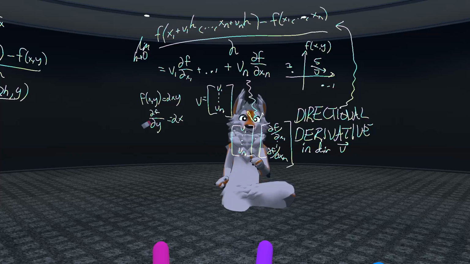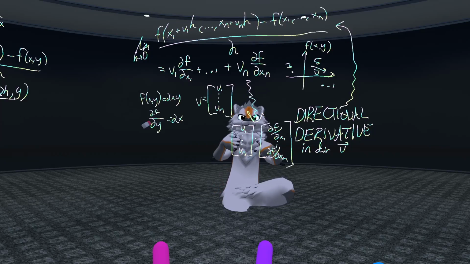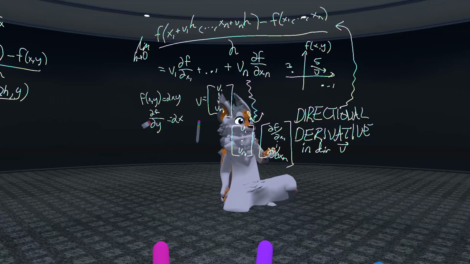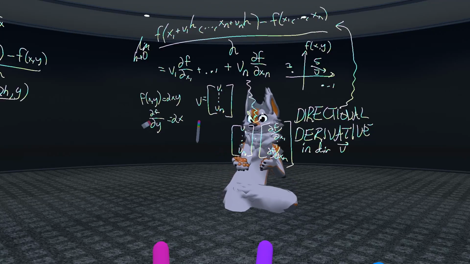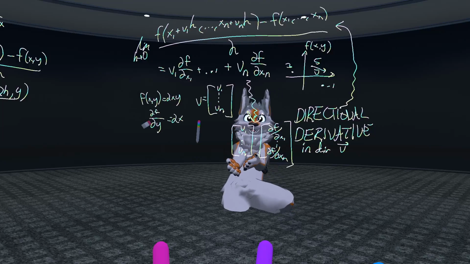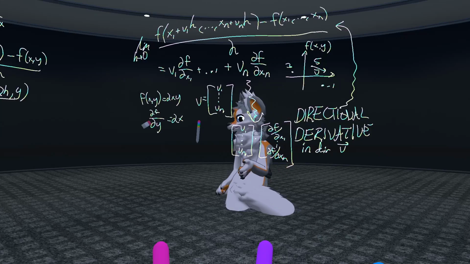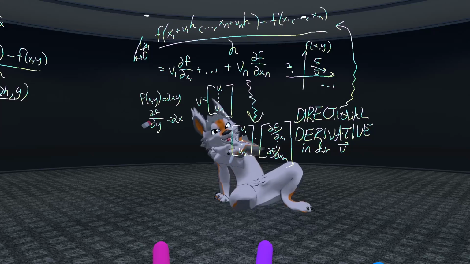And that's cool, right? So we find that to compute a certain rate of change of the function in the direction of v, we just take the dot product between v and this partial derivative vector, right? And this is easy to compute, right?